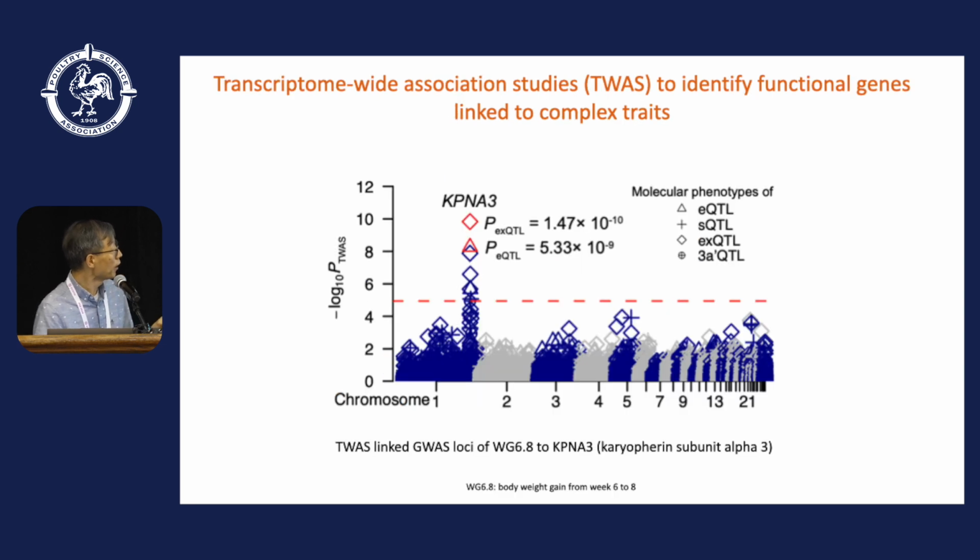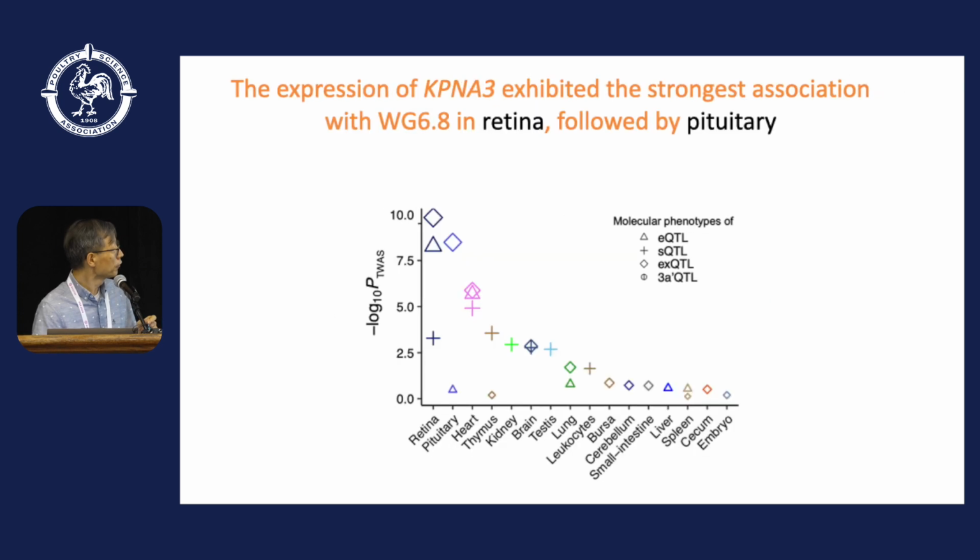Here, just to give an example, when we did the TWAS, the transcriptome-wide association analysis, we were able to identify functional genes. In this case, we worked on average daily gain for weeks 6 to 8 in birds, and we found this gene, KPNA3, karyopherin subunit alpha-3. You can see this gene basically has two of those expression QTLs. If we look at the expression of this gene, we find that the retina is significantly enriched, and then the next one is the pituitary gland.